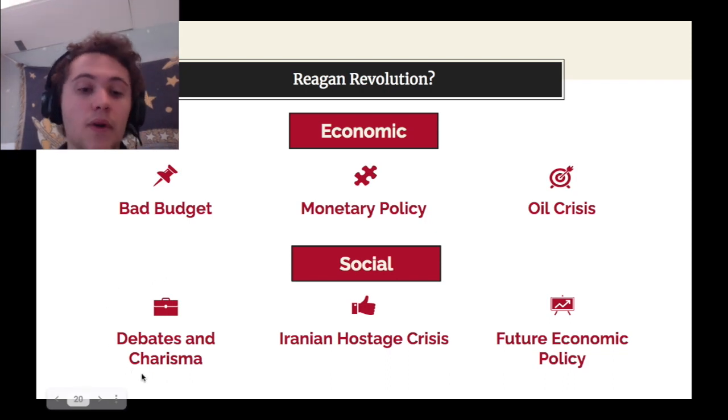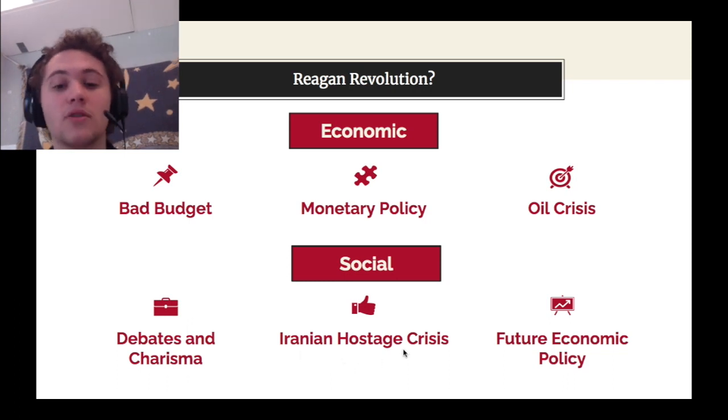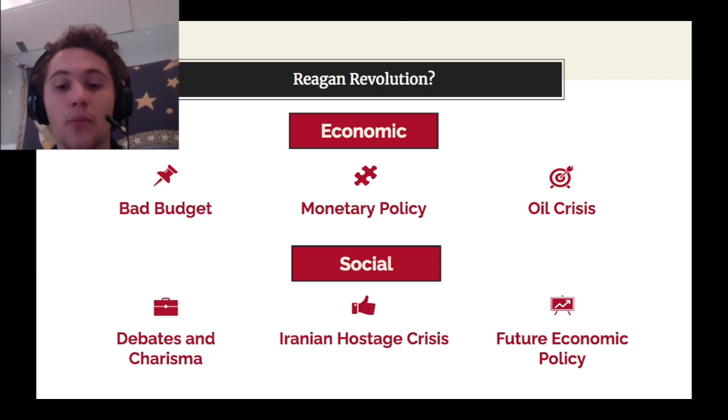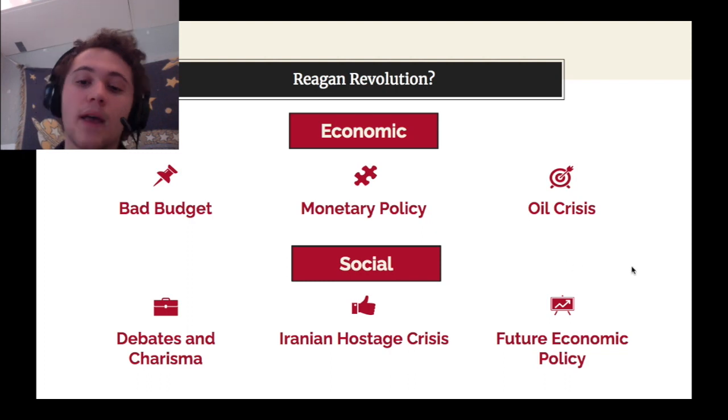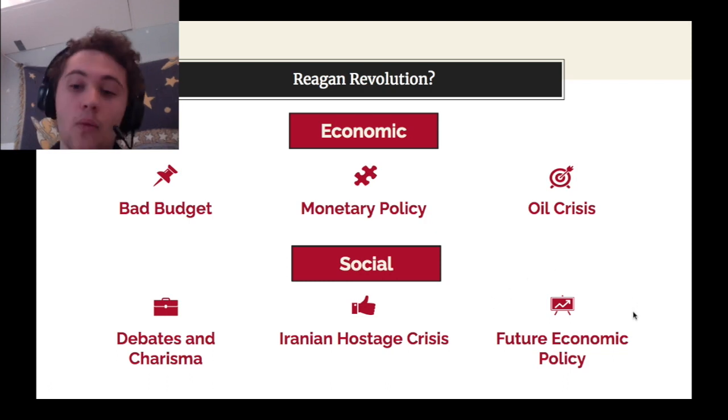Mr. Reagan was a very talented debater. He was very charismatic, and he was very down to earth, and he appealed to the common American. And he also offered a solution to issues such as the Iranian hostage crisis, which very much hindered Jimmy Carter's attempt to become president again. And of course, you have the last factor, which is Mr. Reagan's economic policy, Reaganomics, which provided hope for many people.